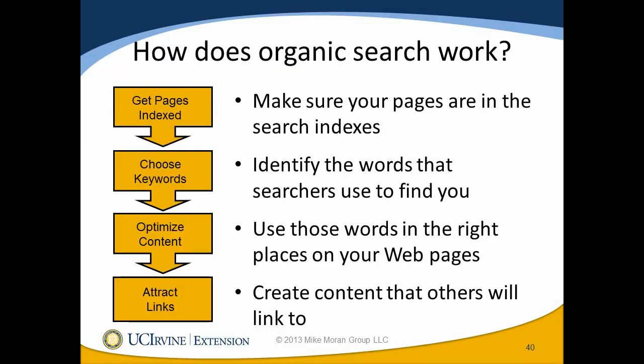So before we get into those measurements, let's take a look at what are the kinds of things that we want to do. So let's review. For organic search, there's 4 steps. First is to get pages indexed. So you might want to measure how many pages are indexed. Second is to look at keywords that users, the searchers, will use to find you. So let's think about that step. Then we want to optimize the content by using those words we figured out on the pages. And then we want to create content that others will link to.